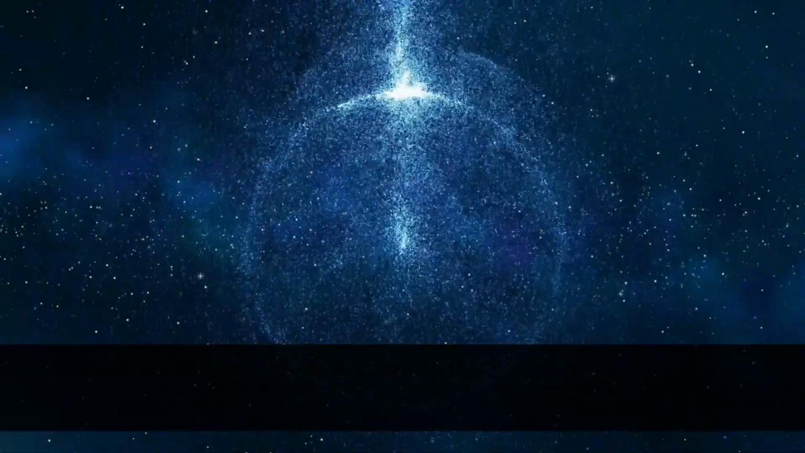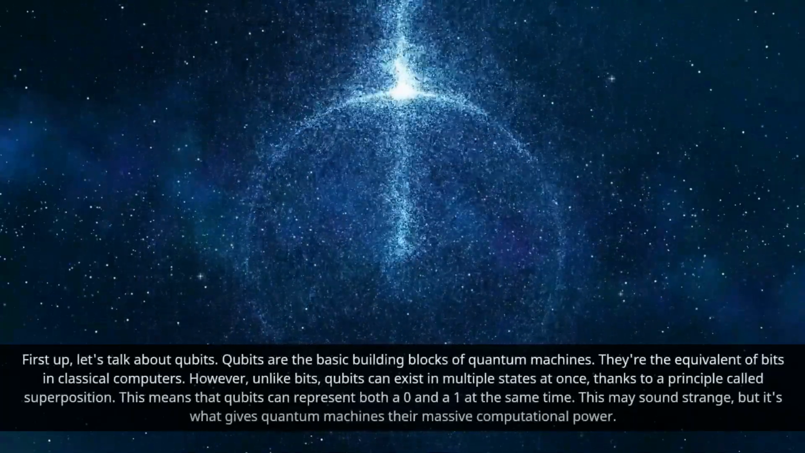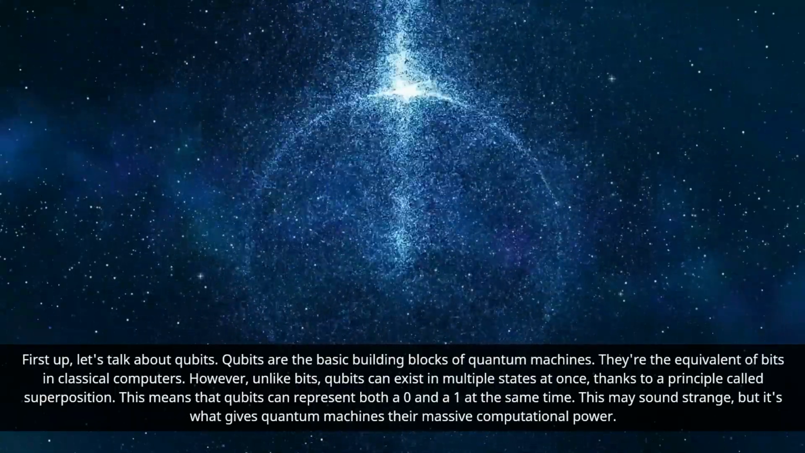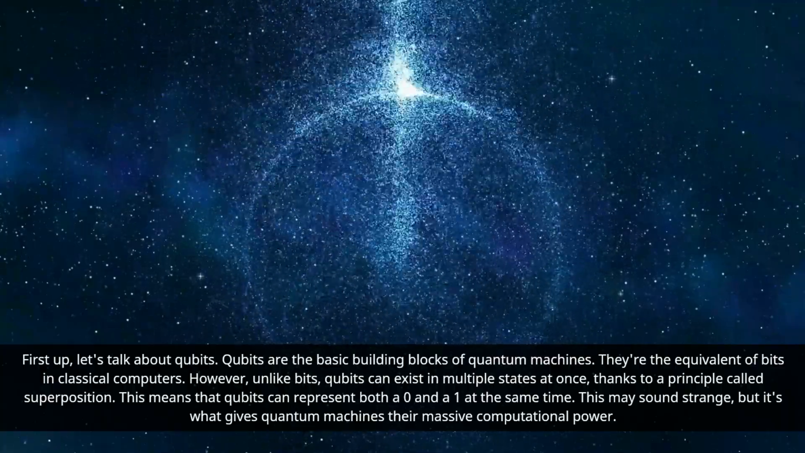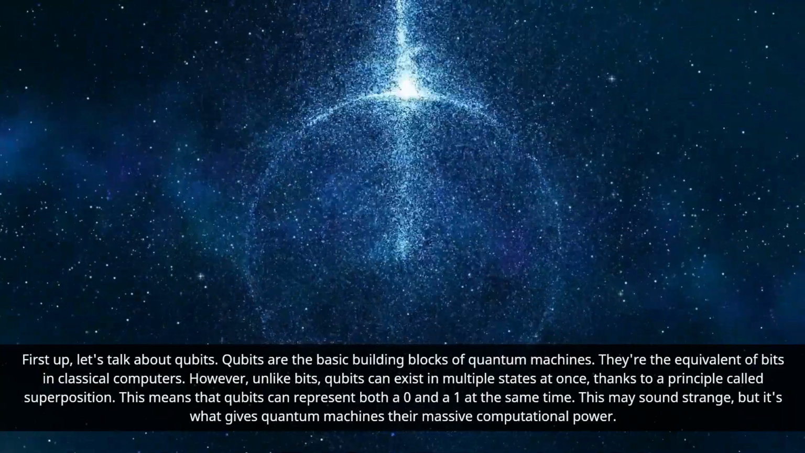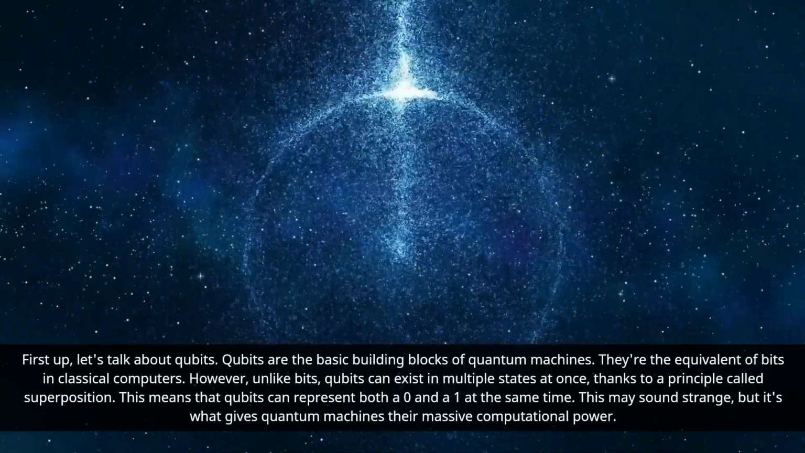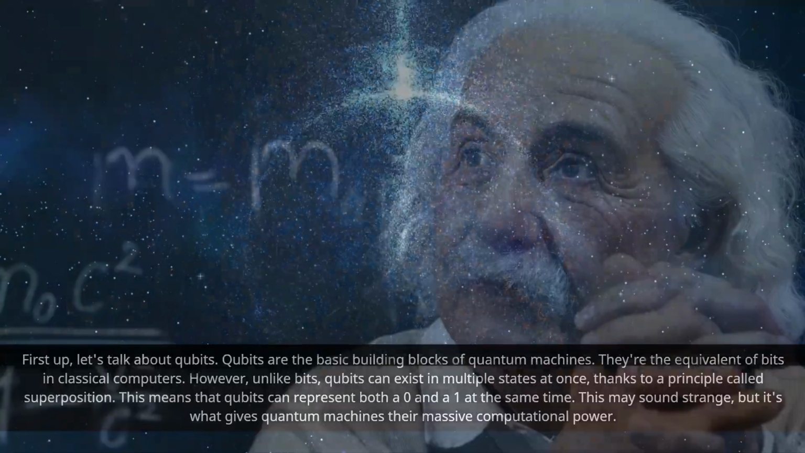First up, let's talk about qubits. Qubits are the basic building blocks of quantum machines. They're the equivalent of bits in classical computers. However, unlike bits, qubits can exist in multiple states at once, thanks to a principle called superposition. This means that qubits can represent both a 0 and a 1 at the same time. This may sound strange, but it's what gives quantum machines their massive computational power.